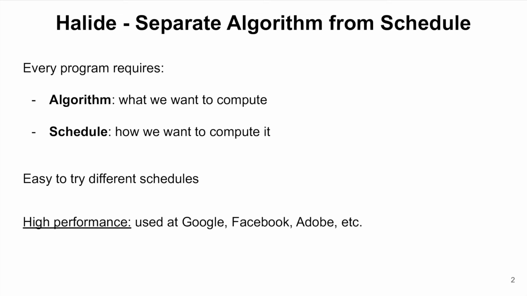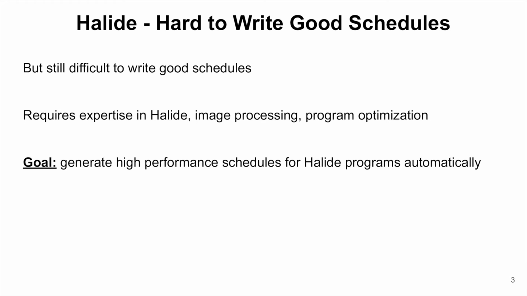Using this approach, it's possible to obtain very high-performance implementations, which has led to Halide's adoption in industry at places like Google, Facebook, Adobe, and others. But even though it's easy to try different schedules, it's still difficult to actually find good schedules. This requires expertise in Halide, image processing, and program optimization. The goal of this project is to find high-performance schedules automatically.